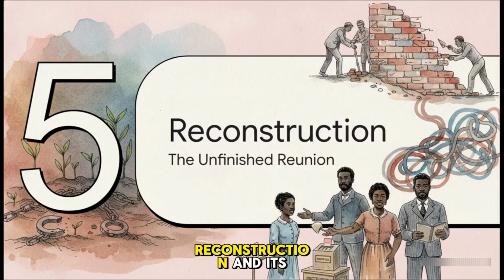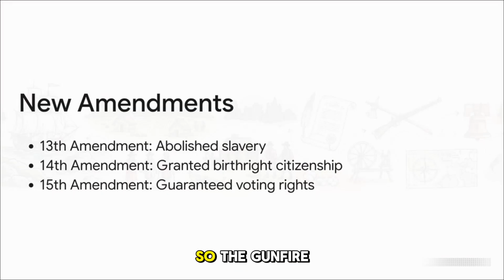Part 5. Reconstruction and its end, the unfinished reunion. So, the gunfire had ceased, but the battle for the political and social soul of the nation was really just getting started. In the wake of Lincoln's assassination, the federal government enacted 3 monumental amendments to basically reshape Southern society and protect newly freed black citizens. The 13th abolished slavery, the 14th granted birthright citizenship, and the 15th guaranteed voting rights regardless of race.